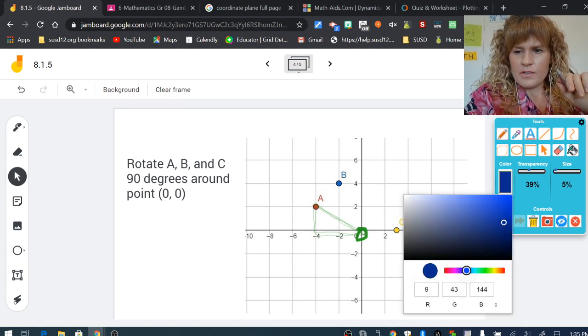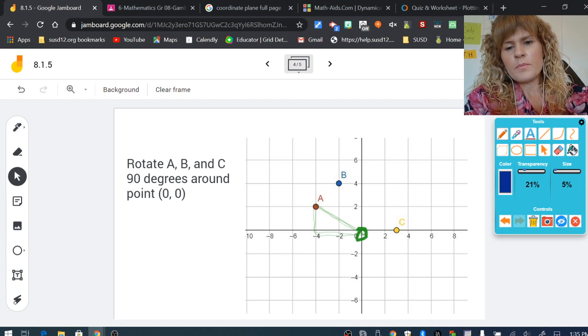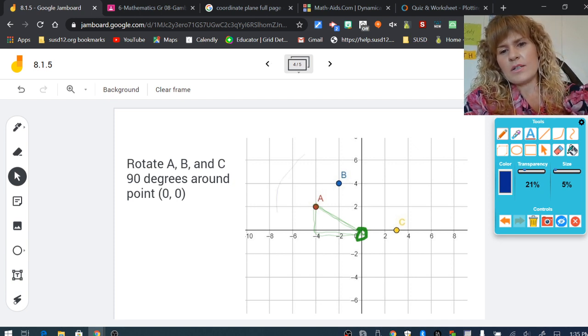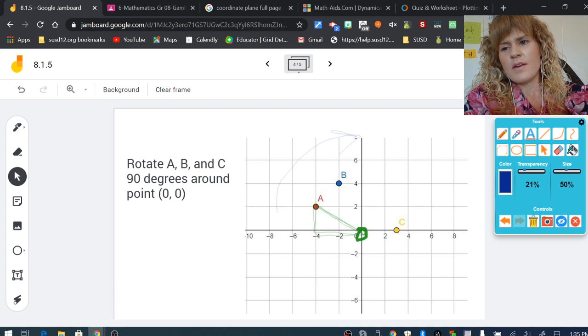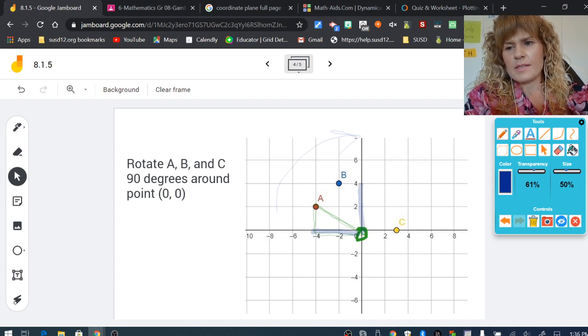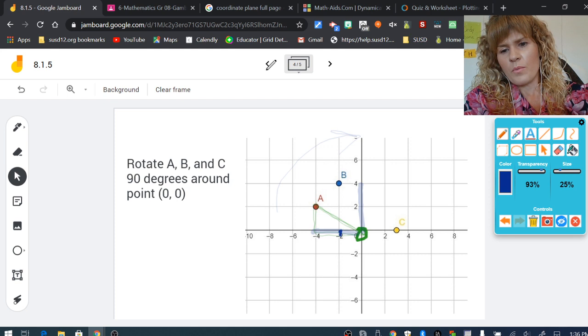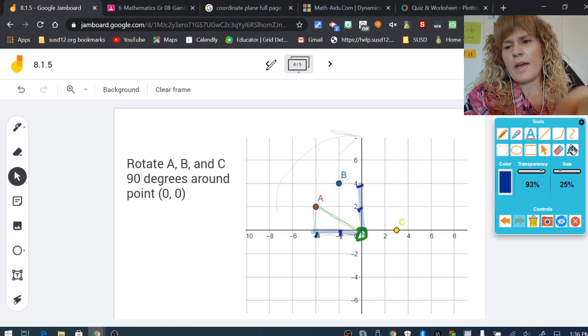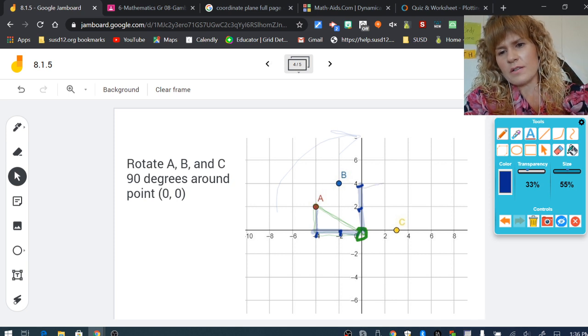Now, let me change colors to describe this a little more. When you rotate 90 degrees clockwise, then this side of the triangle is going to move up here. Make sure you count the spaces to get it right. 1, 2, 1, 2. Count the units. Okay, good. Now, this side of the triangle is going to move over here. Count the units. Good job. And then draw your point.